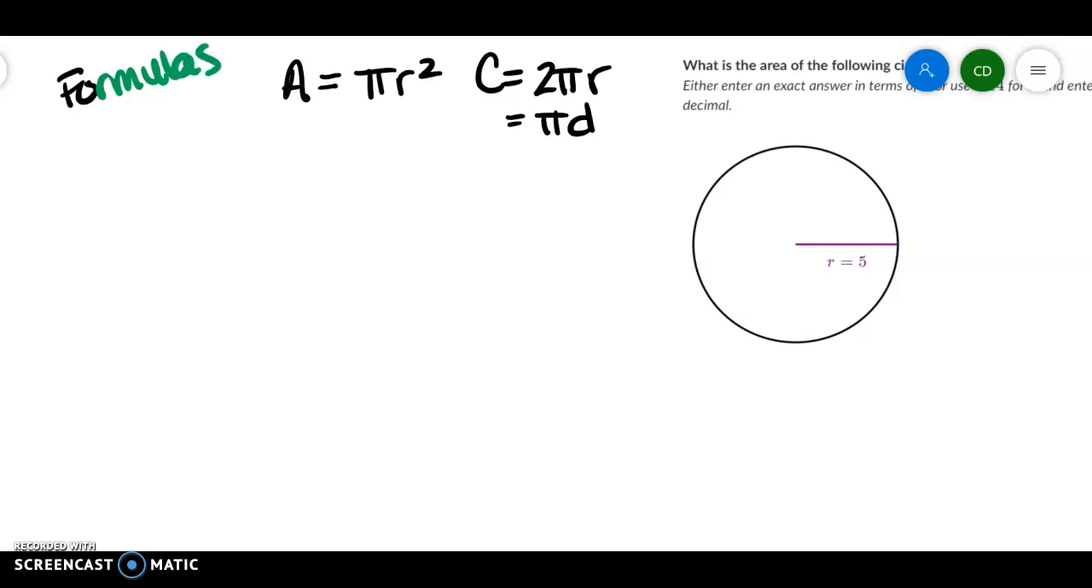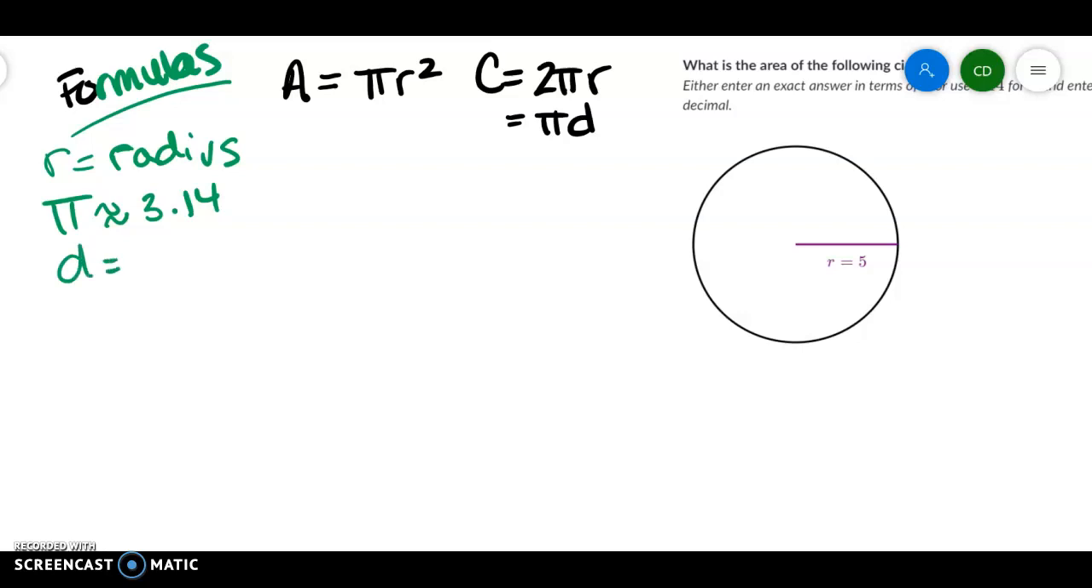The first thing we want to remember is our formulas for the area of a circle, right? Area is pi times the radius squared, so remember r is your radius. Remember, pi is a constant, so it's about 3.14-ish. It's technically an irrational number. It goes on forever, but we're basically going to use 3.14. And then d, which you'll see in the circumference formula in a minute, is the diameter.